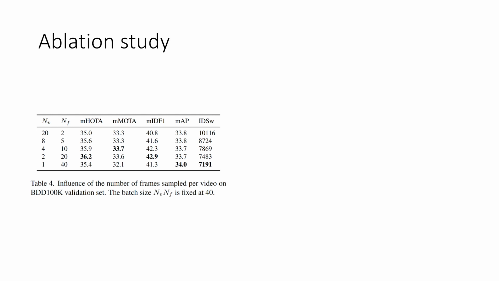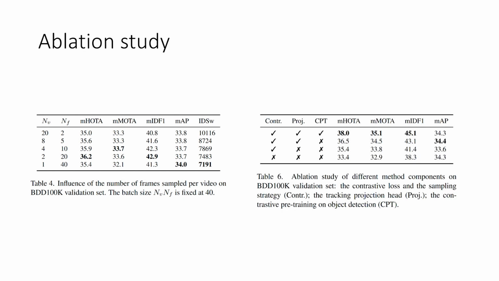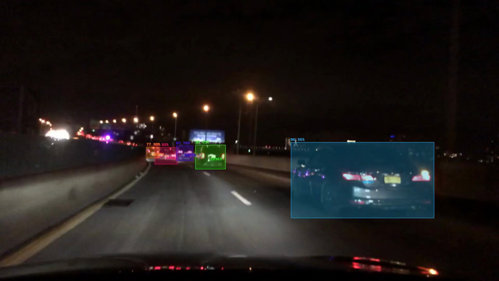In the ablation study, we investigate the influence of sampling more frames or more different videos and show that we need many positive pairs while sampling from multiple videos. We further analyze the importance of every component by running an ablation study on all the features. This ablation study shows that the contrastive pre-training on detection further boosts performance even on large-scale datasets such as BDD. Let's now take a look at a few qualitative examples.